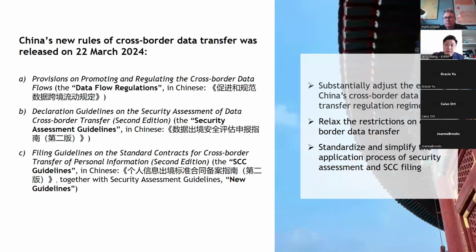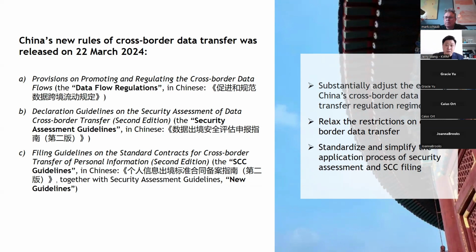Apart from the security assessment, we also have the SCC filing. SCC, standard contractual clauses, is a concept we copied from the GDPR, but in China it's slightly different. In China, it's not closed standard template clauses. It's a standalone, independent contract called the standard contract. This contract needs to be filed with the CAC, the Chinese authority, before transmitting the data. The SCC filing is only for the export of personal information.